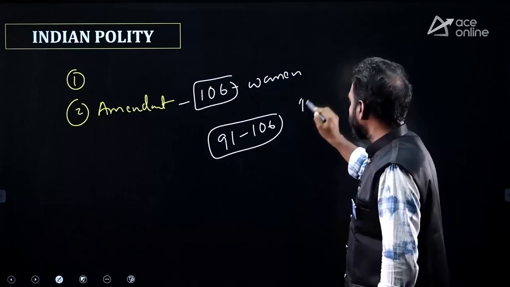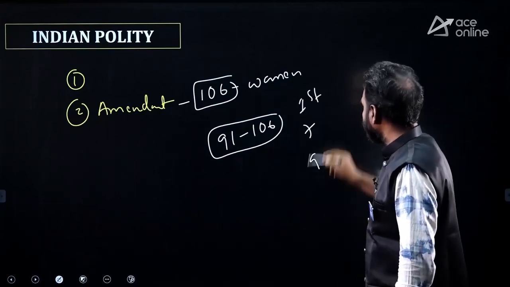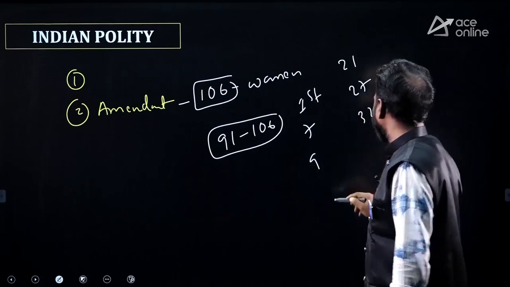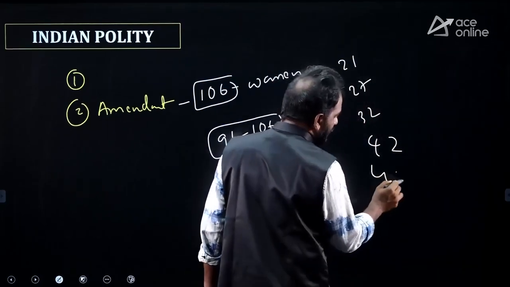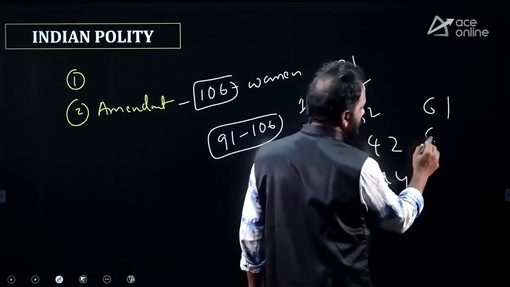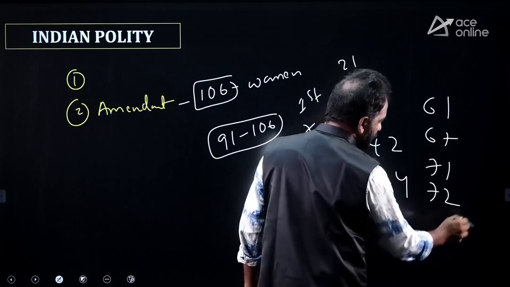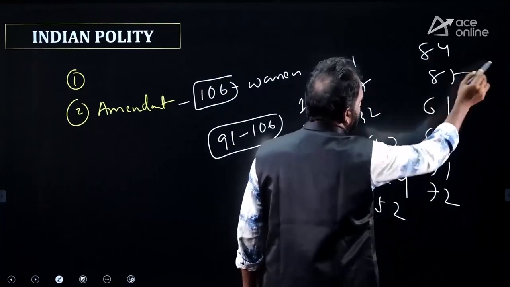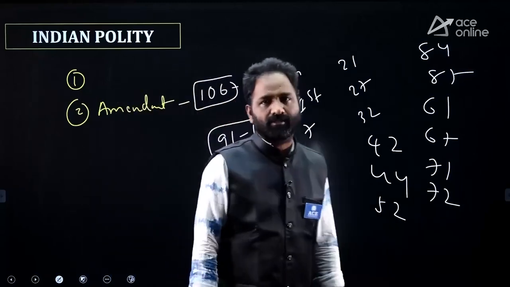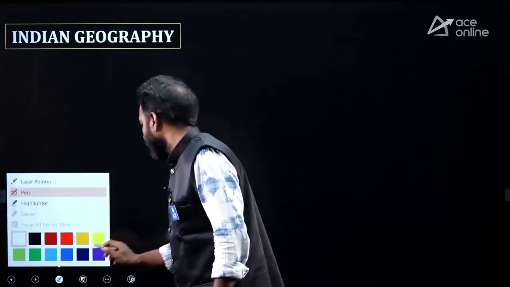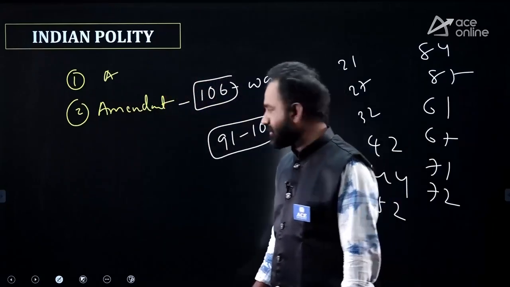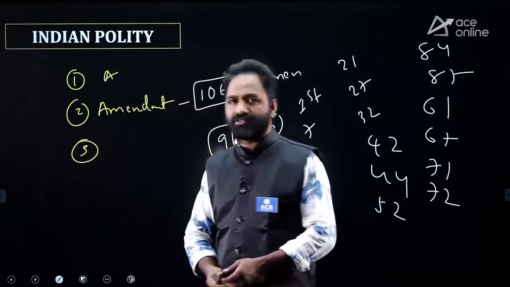And also you have to focus on the First Amendment, 7th Amendment, 9th Amendment, 21st Amendment, 27th Amendment, and also 32nd Amendment, and 42nd Amendment, 44th Amendment, 52nd Amendment, 61st Amendment, 67th Amendment, 71, 72, and also 84, 87. So these are all important amendments. In any examination, these kinds of questions they are asking. Is it clear? Okay.